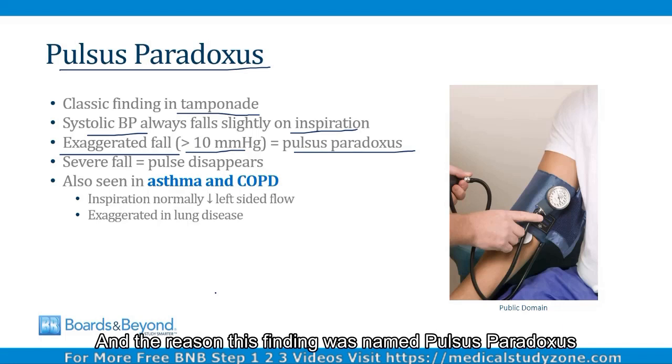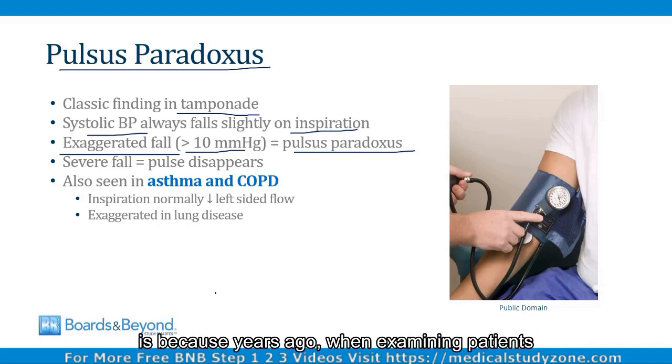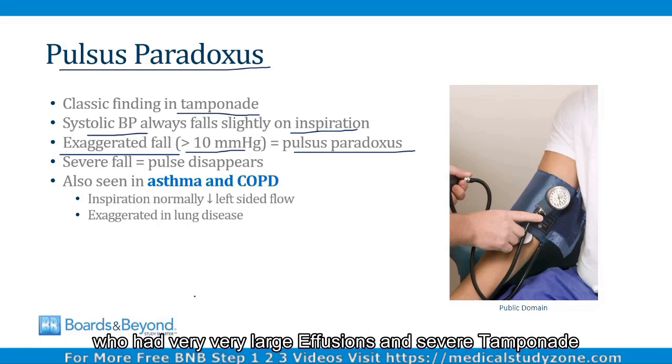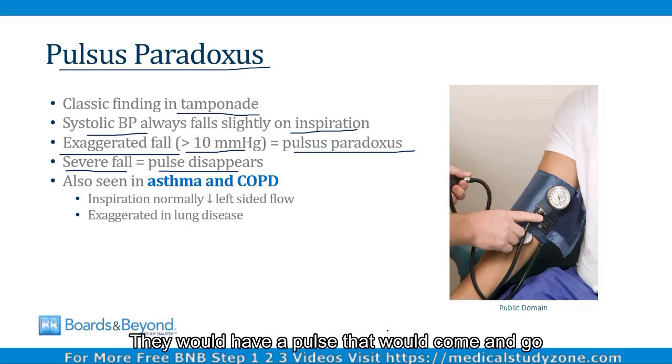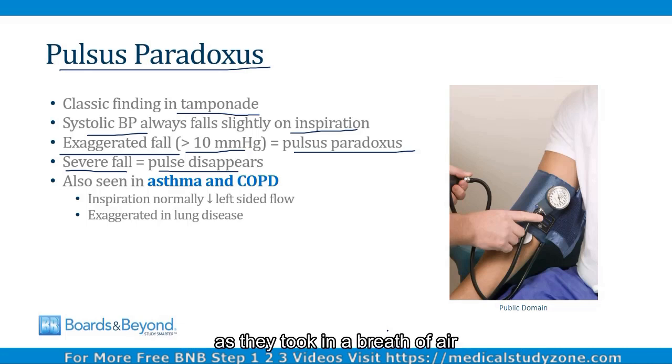And the reason this finding was named pulsus paradoxus is because years ago, when examining patients who had very, very large effusions and severe tamponade, the fall in blood pressure was so great that the pulse disappeared. So these patients, like 100 years ago, when there was no treatment for pericardial effusions and tamponade, would have a pulse that would come and go as they took in a breath of air, and that's why it was called pulsus paradoxus. In the modern era, we almost never see that, but you will see an exaggerated fall, and that is evidence of pulsus paradoxus.